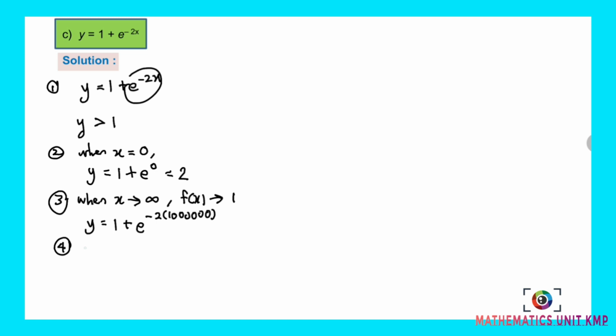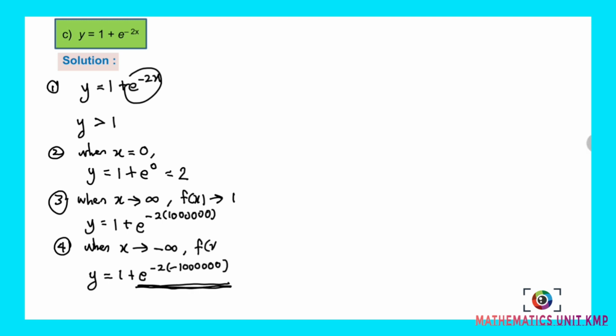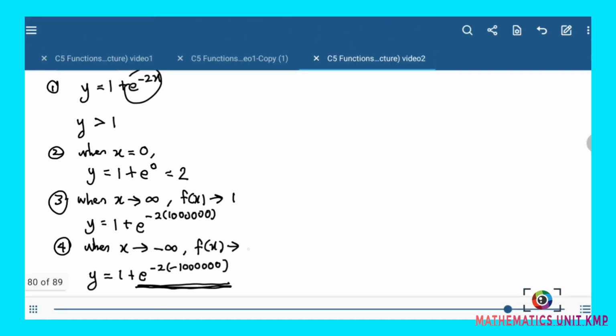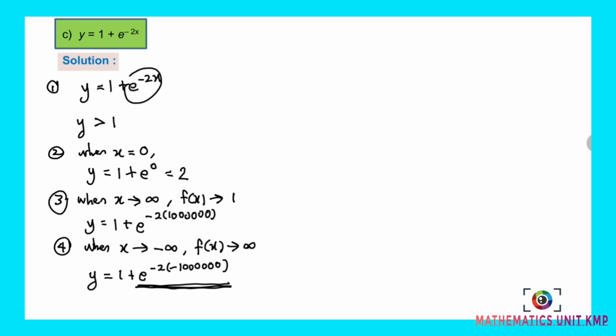And then the last step, when x approaching negative infinity, y equals to 1 plus e negative 2, negative balik. Bila negatif 2 kali negatif dia jadi positif. So ini sahaja dah menghampiri ke positif infinity. Terlalu besar. Tambahkan dengan 1 masih sama. Jadi fx akan menghampiri itu positive infinity. Do you understand that?